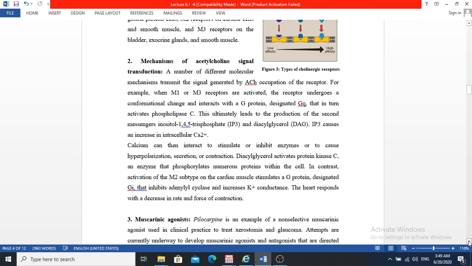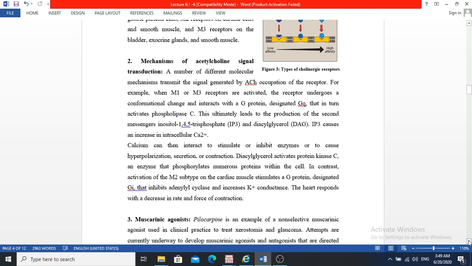IP3 causes an increase in intracellular calcium. Calcium can then interact to stimulate or inhibit enzymes or to cause hyperpolarization, secretion, or contraction. Diacylglycerol activates protein kinase C, an enzyme that phosphorylates numerous proteins within the cell.